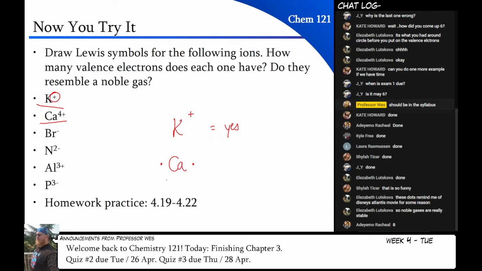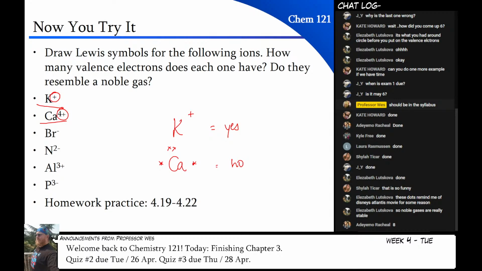For this one, however, you'll notice that for calcium, here's what calcium starts as. It has 2 valence electrons, being in group 2. I'm going to get rid of 4 electrons, so I have to get rid of these 2. But then I would have my octet, but then I have to get rid of 2 more. So this cannot be an octet. Calcium plus 4 does not resemble a noble gas.